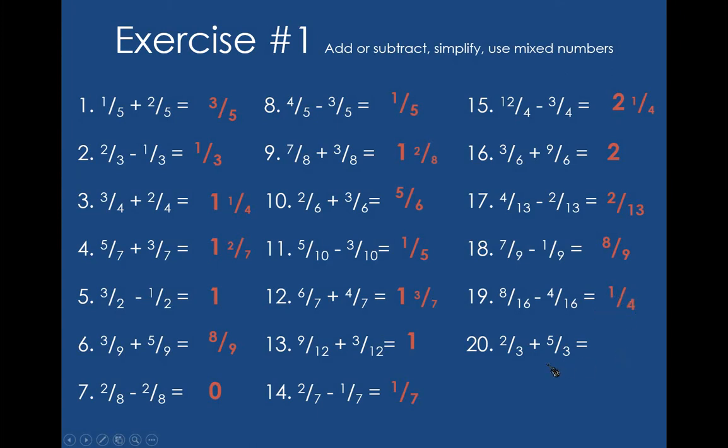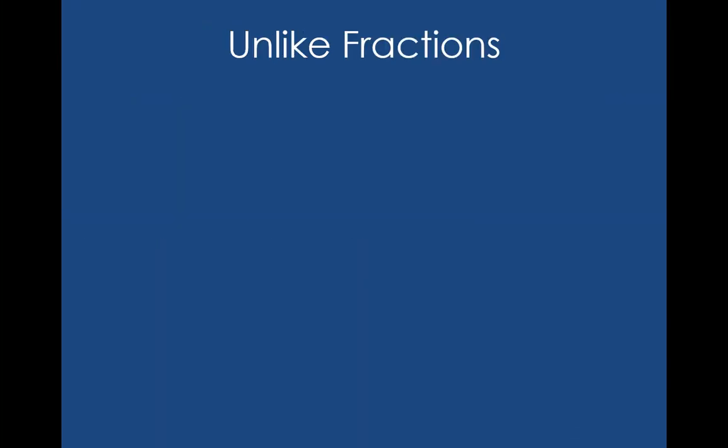Then, next is 2/3 plus 5/3. 5 plus 2 is 7/3. Copy the denominator, 7/3. Improper. So, we need to convert that to a mixed number. The answer is 2 and 1/3. So, our exercise 1 is simple. Very easy. Now, let's go with unlike fractions.